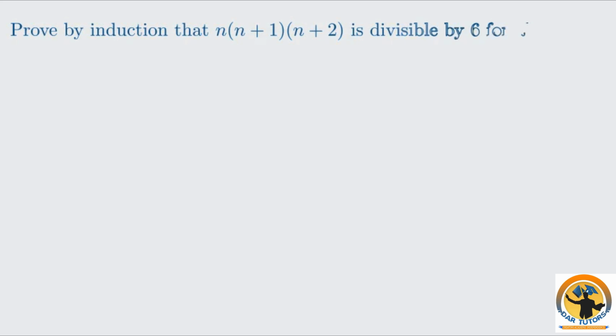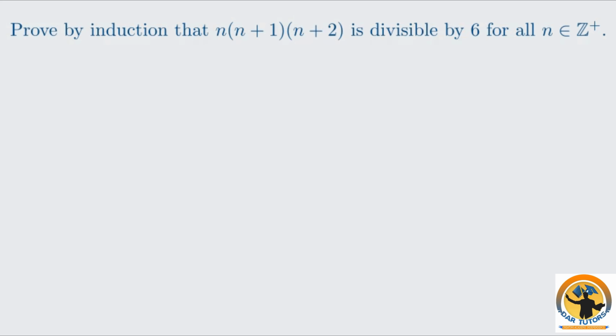Let's tackle a more complex divisibility problem. This one involves a product. We will prove by induction that the expression n times the quantity n plus 1 times the quantity n plus 2 is divisible by 6 for all positive integers n. This expression represents the product of 3 consecutive integers. Let's see why it must be divisible by 6.